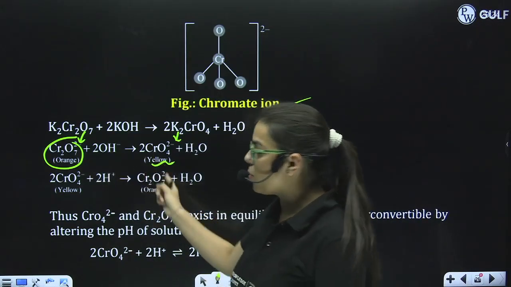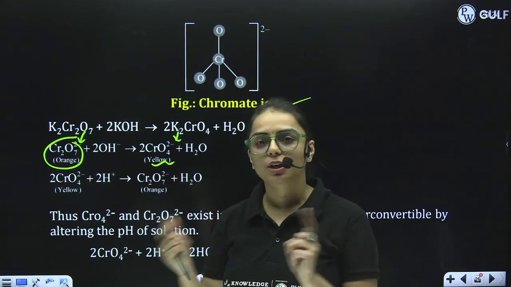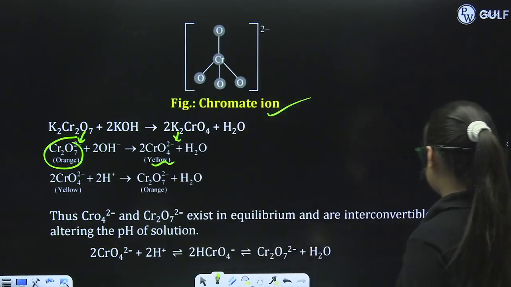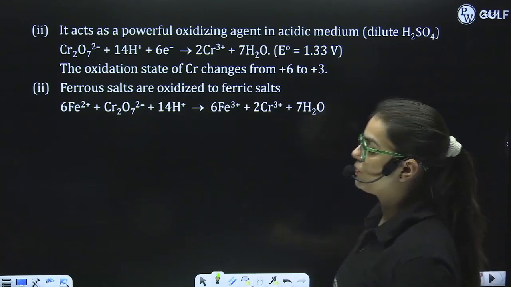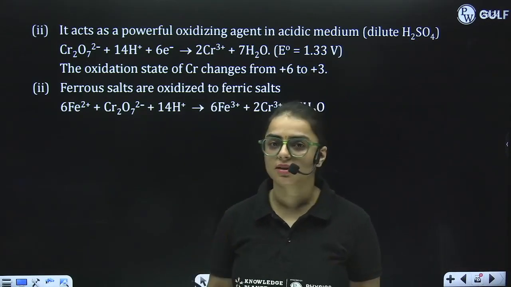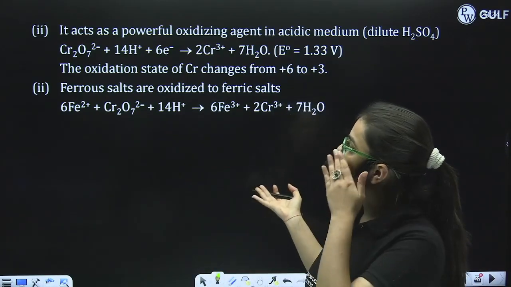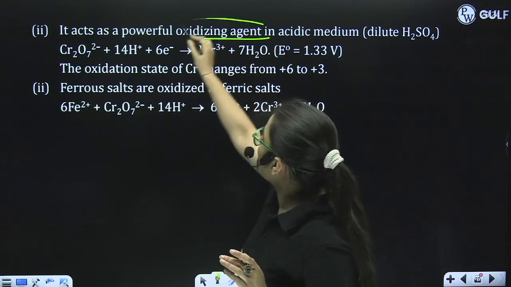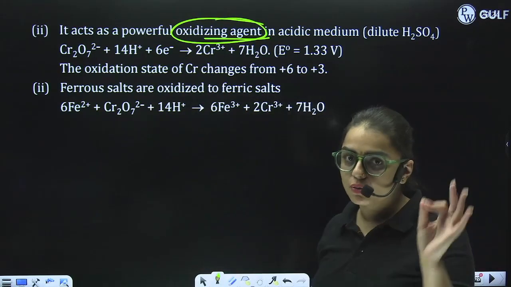So it is changing its color from orange to yellow when it is converting from dichromate to the chromate one. Now I guess you easily know this reaction, and this is generally asked in the examination also. Now comes the next part. It acts as a powerful oxidizing agent. Very, very important. You can put a huge star over here.